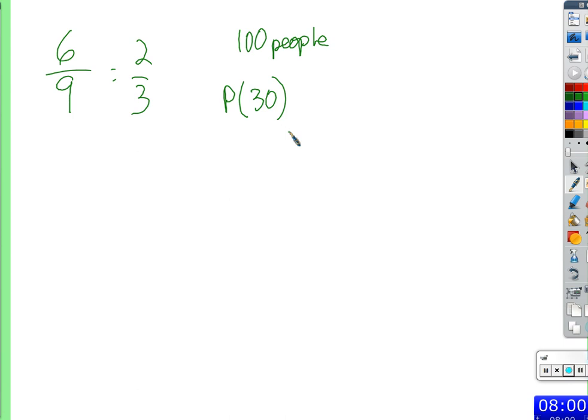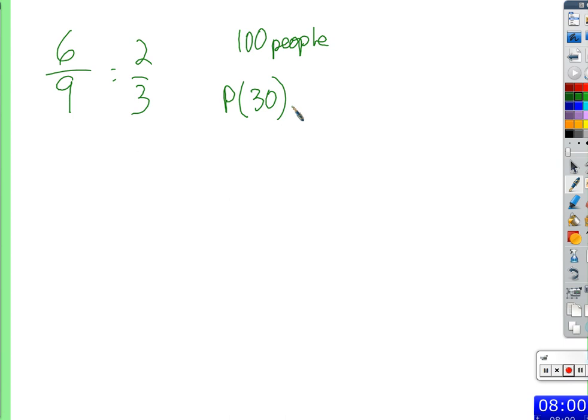It's not the same as rolling a die. We're not rolling a die, we're asking people things. We're not rolling it 10 times, we're asking the question 100 times. We want to get a yes, not a 3. The number we give to that is 30 yeses.